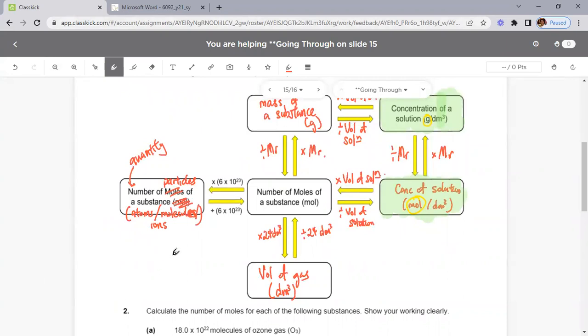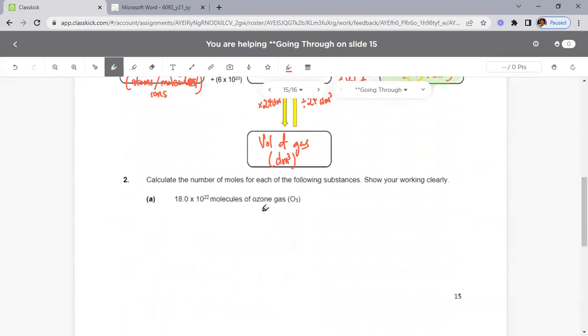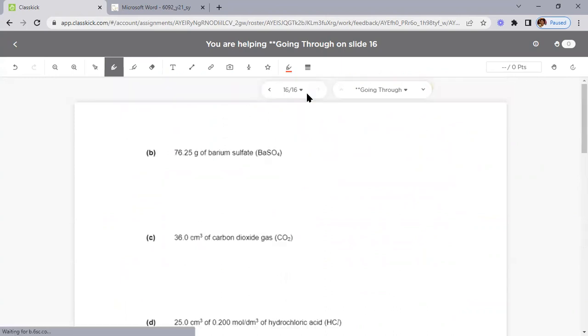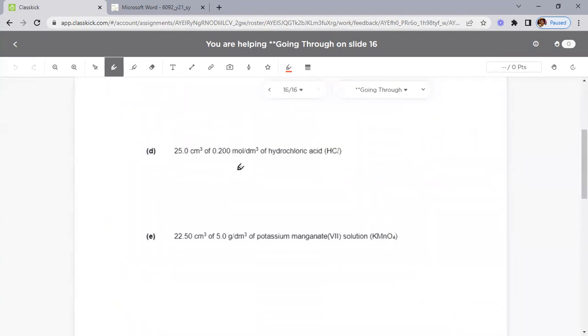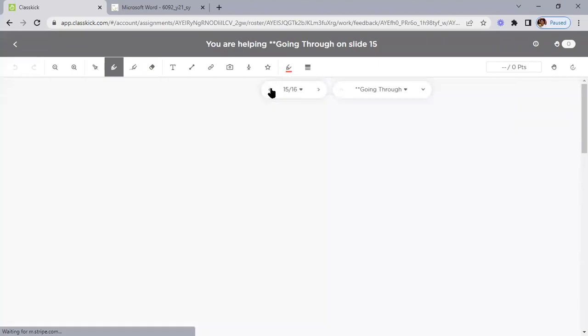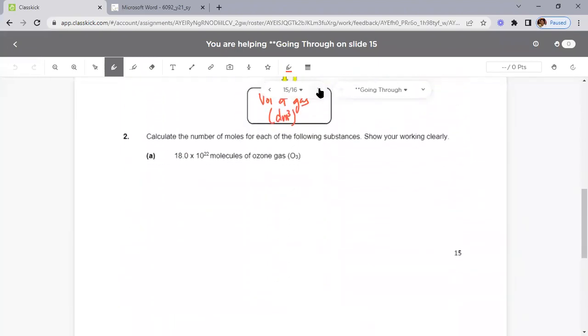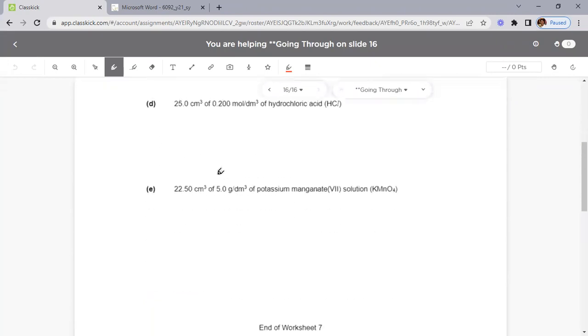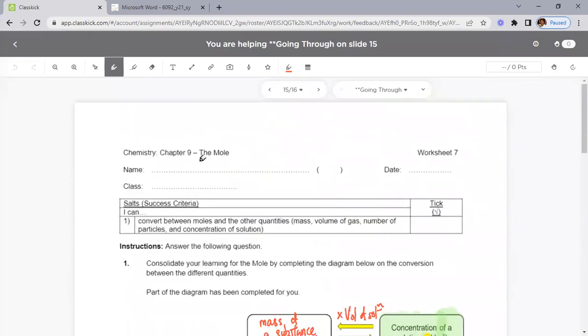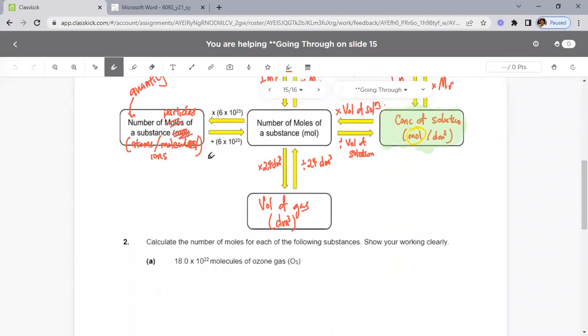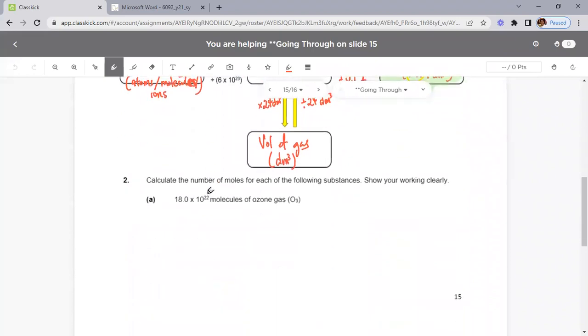Okay, so let's start looking at some of these questions here. Let's do a bit of practice. For the next 2 pages, you realize these are all just interconversions, how to get from one to the other. So there's 2A, 2B, C, D, and E. So a total of 5 parts to this question. So let's start from the first one.